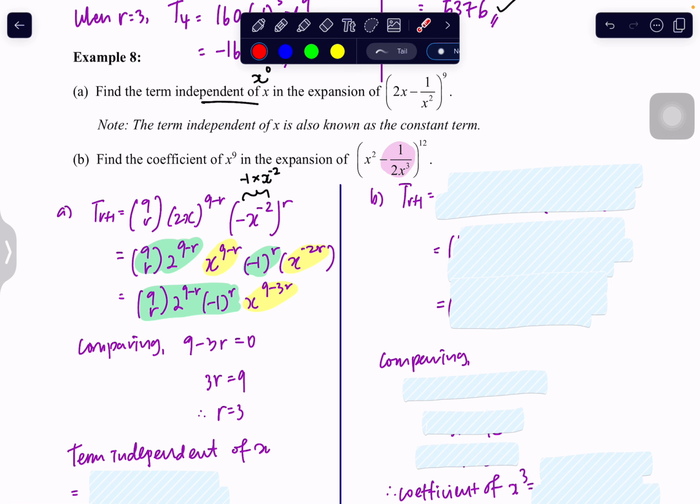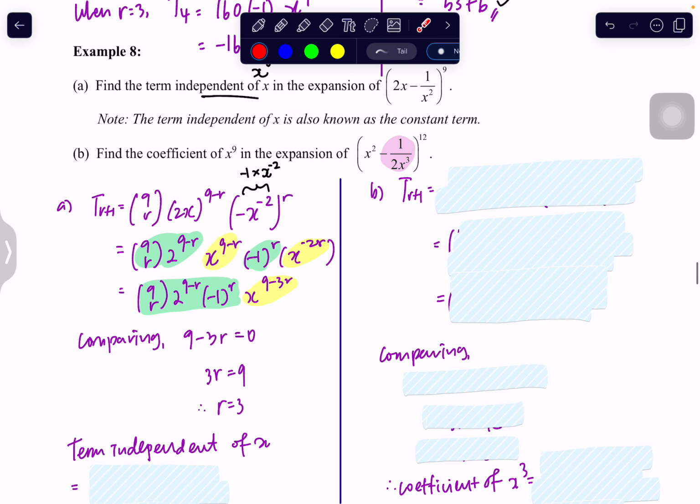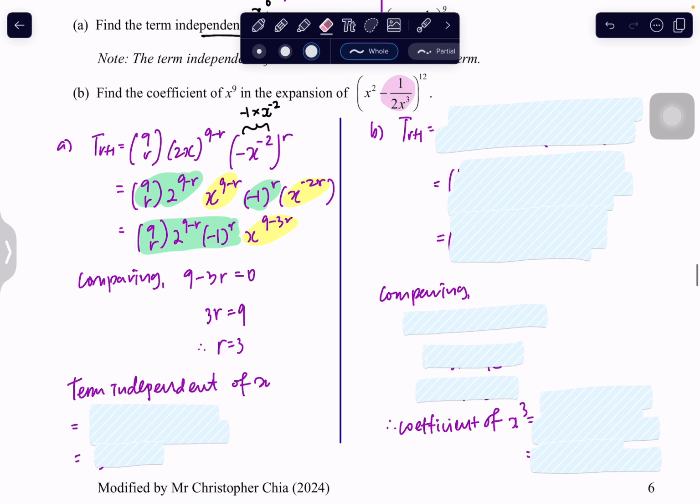So the term independent of x basically requires us to substitute the value of r, which is equal to 3, into the green color terms that we see above. So 9 choose 3 times 2 to the power of 9 minus 3 times -1 to the power of 3. Substituting, I should get 5376.